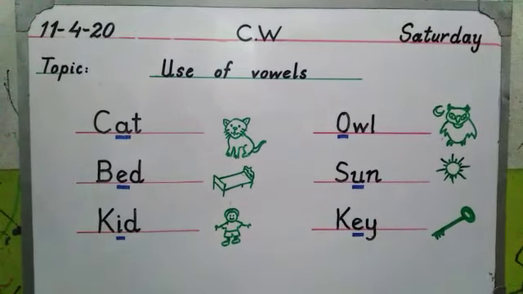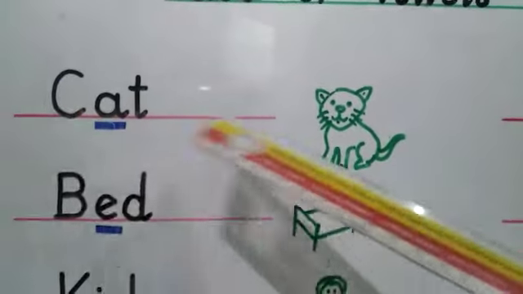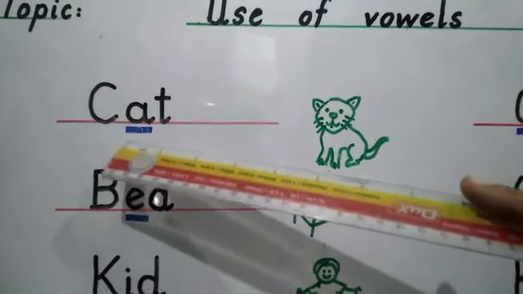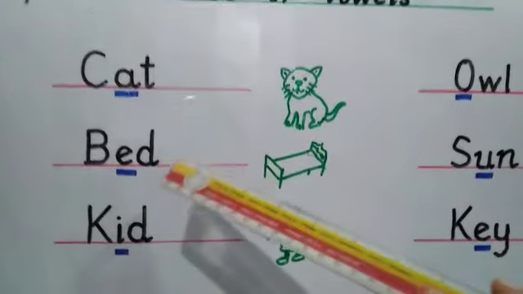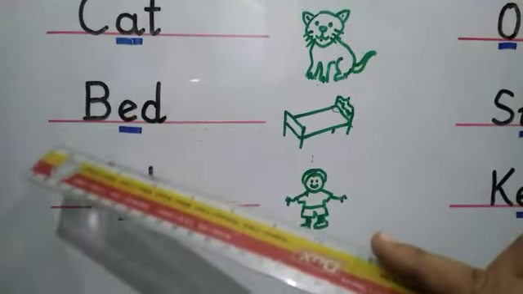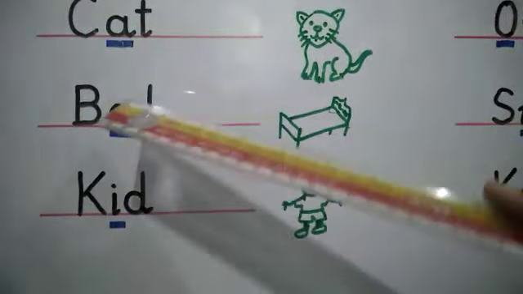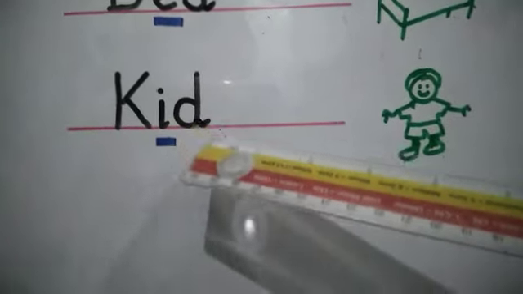So, our first word is cat. C-A-T, cat. And in this word, letter A, which is underlined with blue color, is a vowel. Second word is bed. B-E-D, bed. And in this word, letter E is a vowel. K-I-D, kid. In this word, I is a vowel.